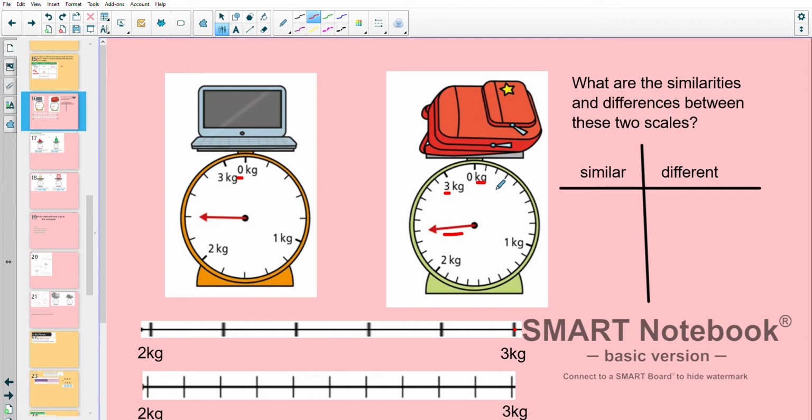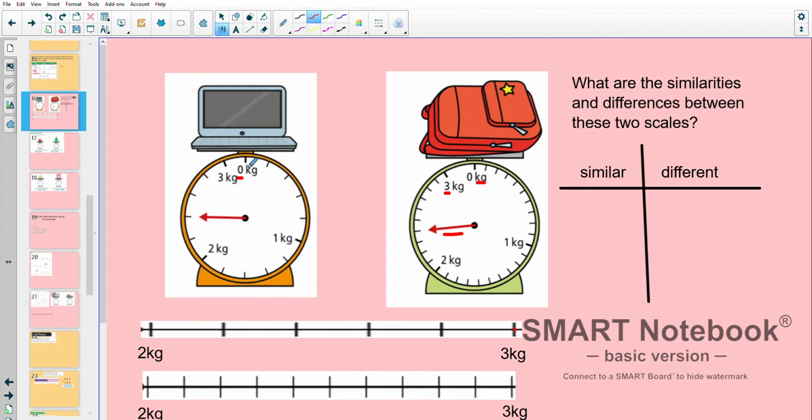Things that were different, the most obvious is one's green, one's orange, and one's got a bag on it and one's measuring a laptop. I looked at how many intervals there were in between, that's little gaps. And between the 0 and the 1, there were 1, 2, 3, 4, 5, 6, 7, 8, 9, 10 jumps. And this one only has 1, 2, 3, 4, 5 jumps. Okay, so what does that mean? How can I measure these?